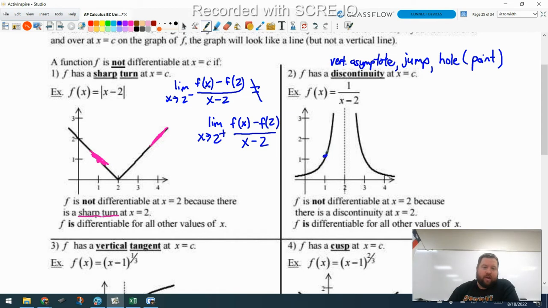But again, this function is differentiable for all other values, everything except for x equals 2. Take this point right here, I can draw a tangent line right there. Over here, I can draw a tangent line right there. So it's only not differentiable at a single value.